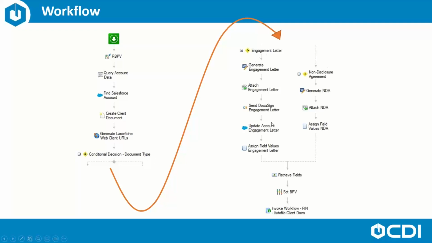So was it an engagement letter that was initiated, or was it a non-disclosure that was initiated? Populating those documents, sending it out via DocuSign again, retrieving some additional field values, and invoking our client files auto-file document workflow, which again will auto-file the document into the appropriate client folder, apply all the metadata, and rename the document according to our standards.